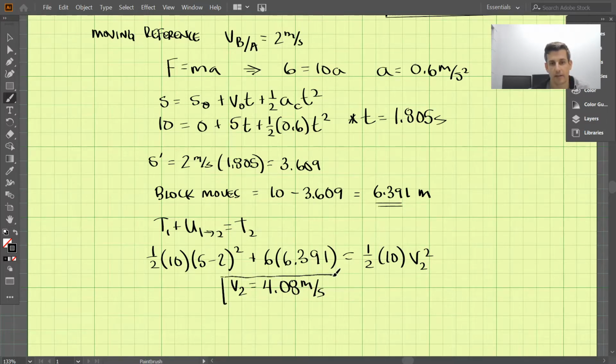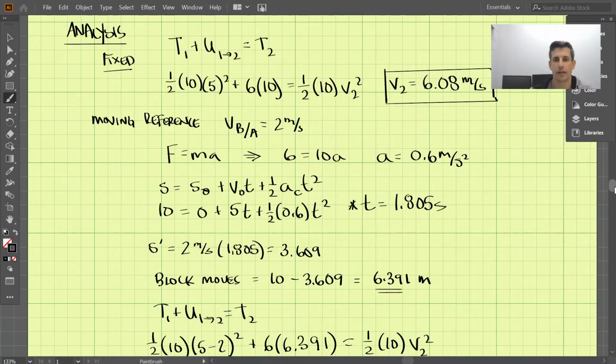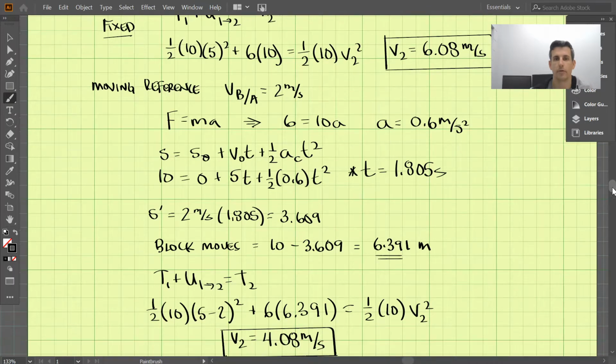All right, so that's for the moving reference frame. If we take a look at our answer from the first part, the difference between these is actually 2 meters per second. So these equations work no matter what inertial reference frame we're using. As you can notice here, they're 2 meters per second apart, and that is actually how fast the observer is moving.